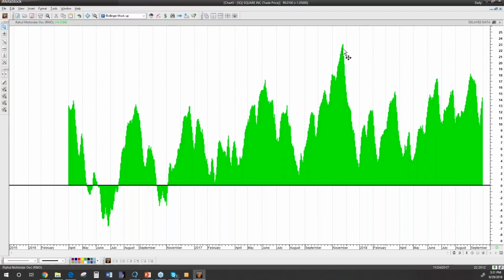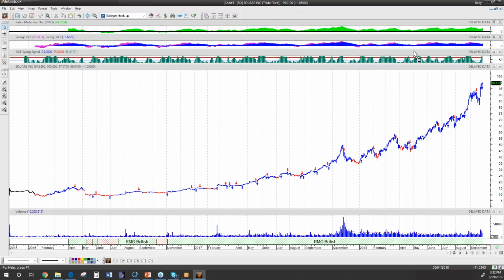If it's up above here, it's bullish, which means you're allowed to go long. If it's down below 0, it means you're allowed to go short, but you're not allowed to go long. Okay, does this make sense? It's very easy. And that's why I like to show this at the end of a long day.